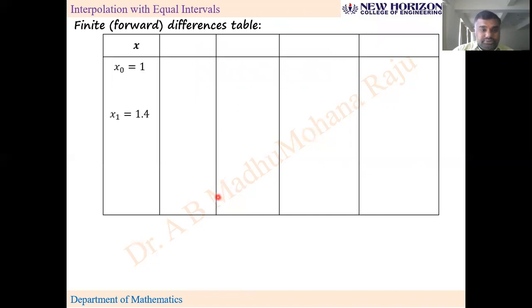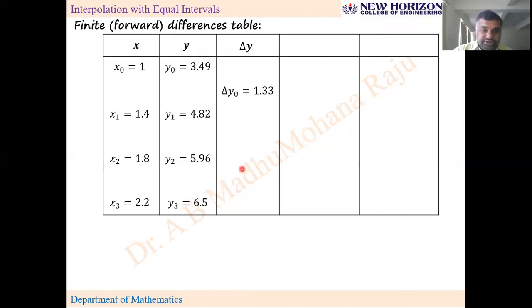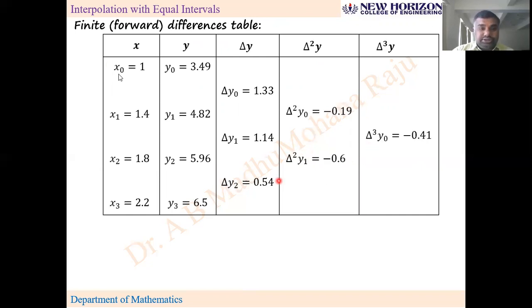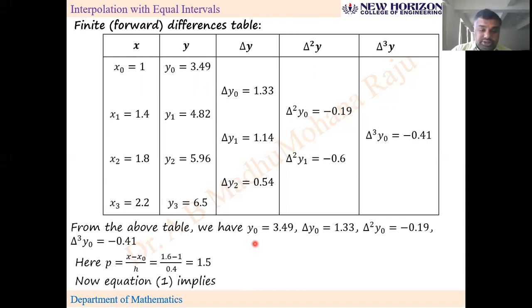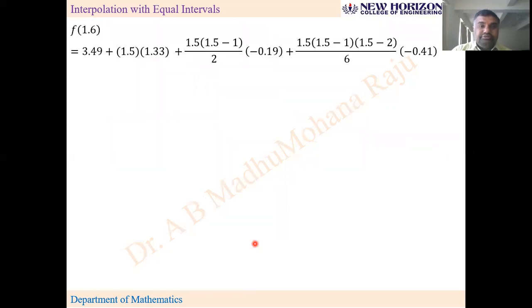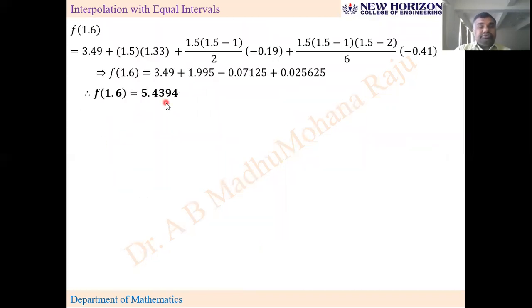X values, y values, first order differences, second order differences, and third order differences. List out the upper diagonal values, which are the only ones required for the forward interpolation formula, and substitute in the formula by calculating p. Why is x substituted as 1.6? Because it is asked to find f of 1.6, that's why x equal to 1.6. Substitute all these values in equation 1, and if you simplify, you will get f of 1.6 as 5.4394. Okay, next.